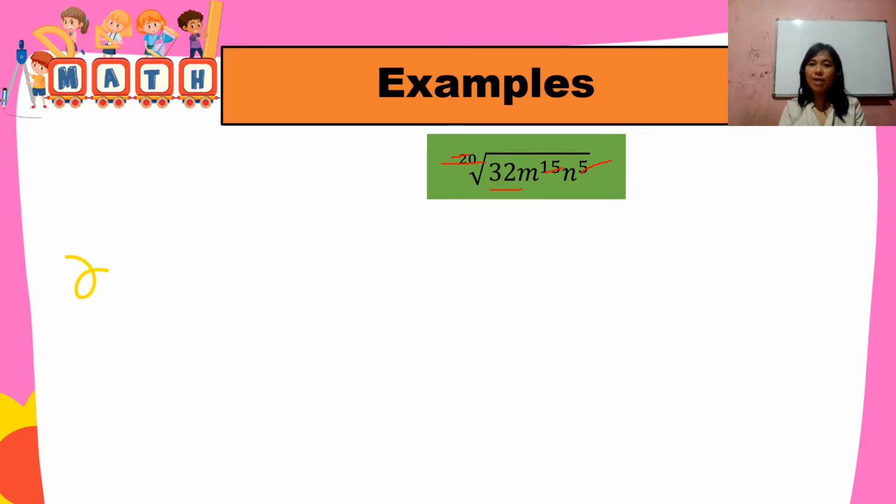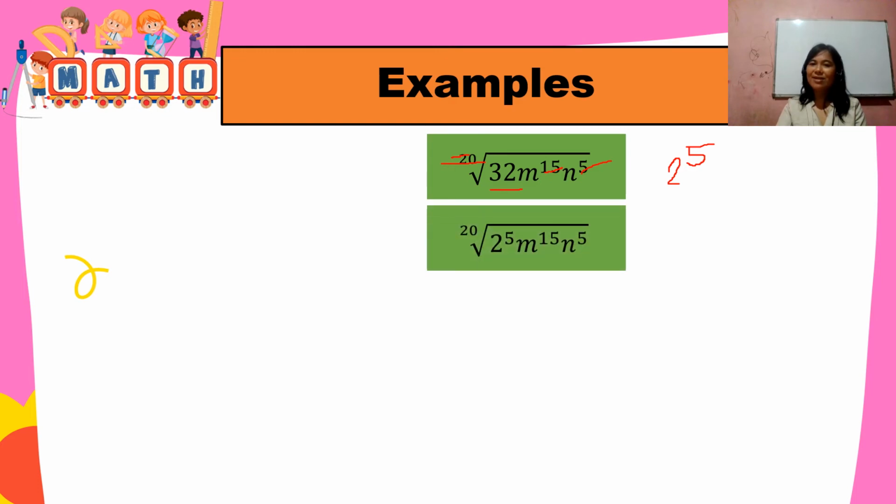Yung 32, di ba, kaya naman siyang i-change into exponential form? Kaya ba? How about yung base ko is 2? So, if I'm going to have 2 to the 5th, will it be equal to 32? 32 ba yan? 2 times 2 is 4 times 2 is 8 times 2 is 16 times 2 is 32. Yun. So, change mo muna siya bago ang lahat. So, yan. 2 to the 5th. Yan na yung magiging form niya. Tapos, saka ka bumalik dun sa exponential form.